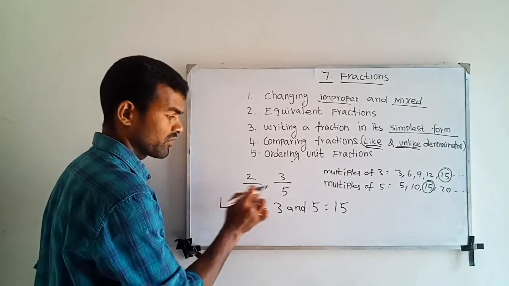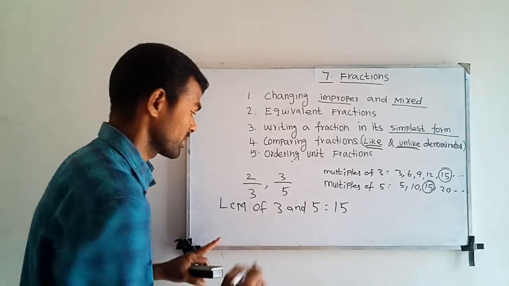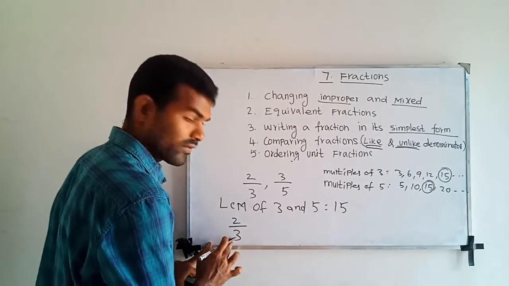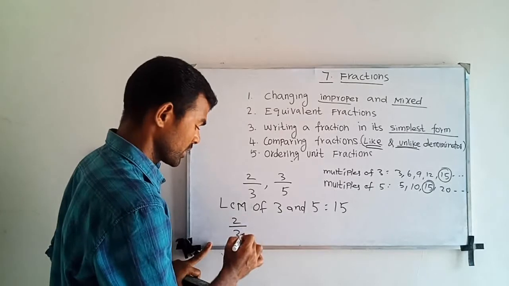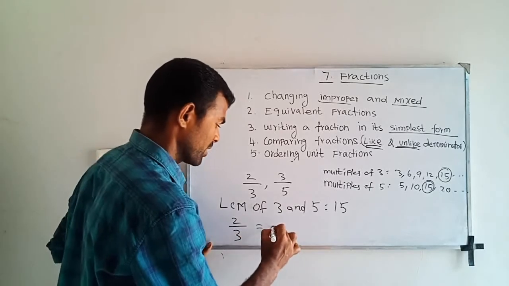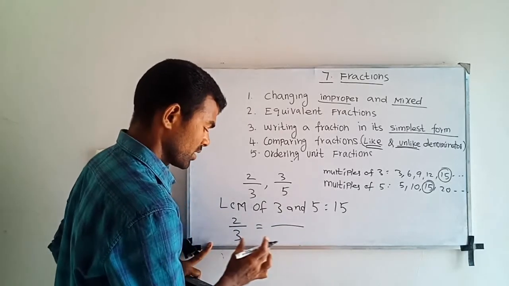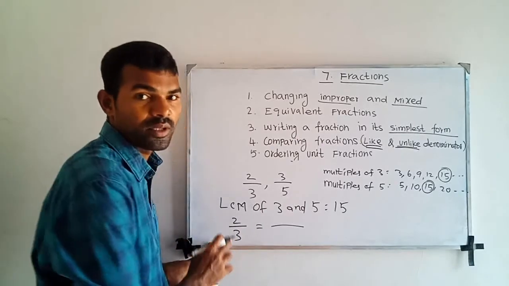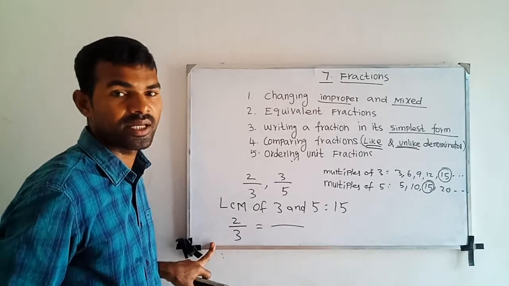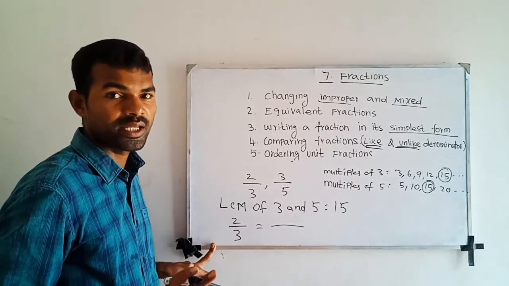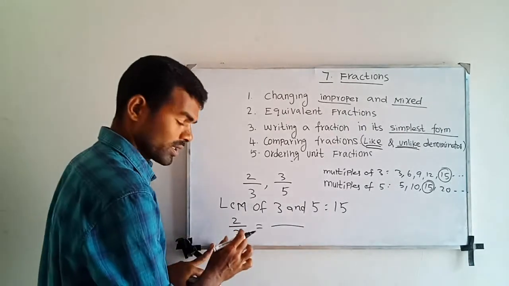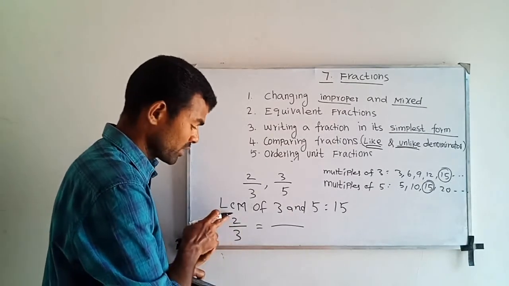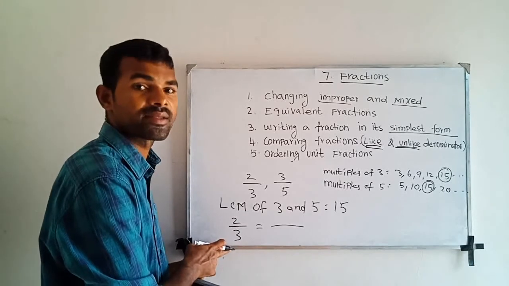Change the denominator into 15. Convert everything into 15. So 2 by 3: with 3, which number can you multiply so that the denominator becomes 15? Here the denominator is 3, and we studied the equivalent fraction. With the same number you have to multiply. Equivalent fraction means you multiply the numerator and denominator with the same number.